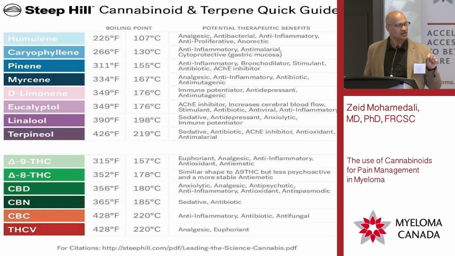Some of these have actually been teased out and have been shown to have effects on various different disease entities. So, for example, there are anti-inflammatory actions, anti-malarial actions, antibacterial actions, analgesic or pain control actions, anxiolytics that calm you down, sedatives, et cetera, et cetera. So there are various different attributes that these terpenes have, and these exist in the whole plant.